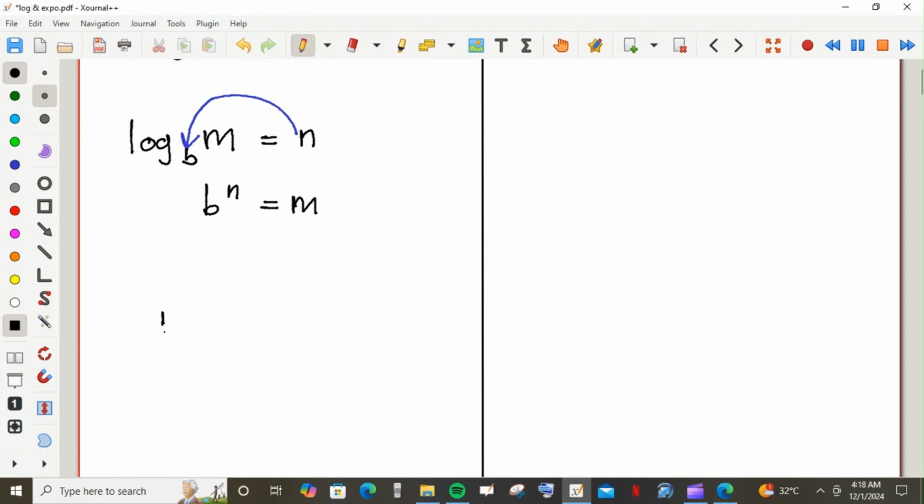So if I have 10 to the power 2 is equal to 100, I can express this exponential form in the logarithm form. I'll just write log. What is the base? The base is 10. What is the power? The power is what is outside, eh? And this is the argument. And if you want to check whether it's correct, the base will carry what? The power. Very simple.